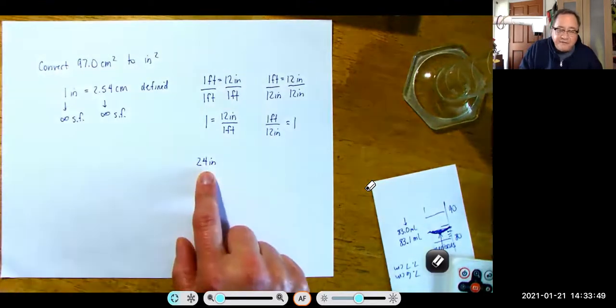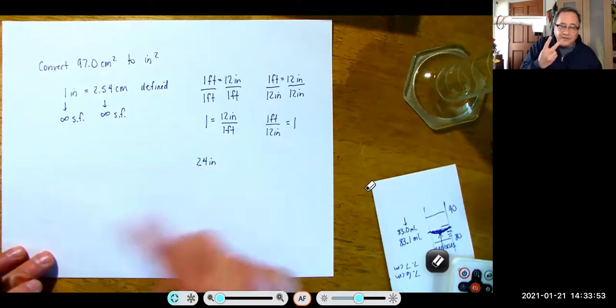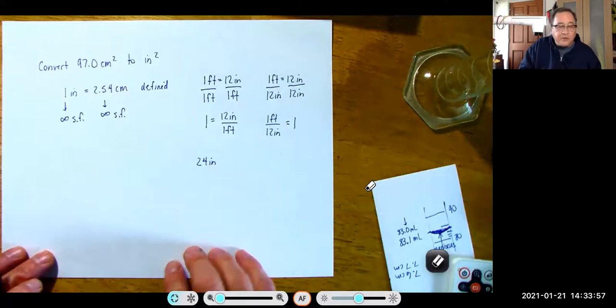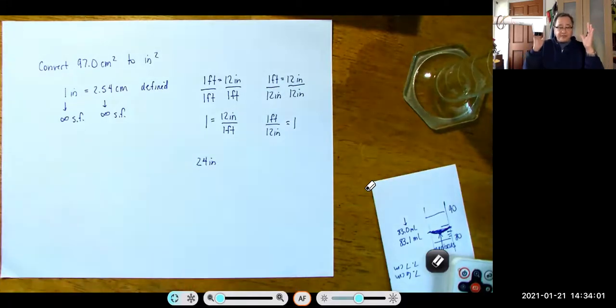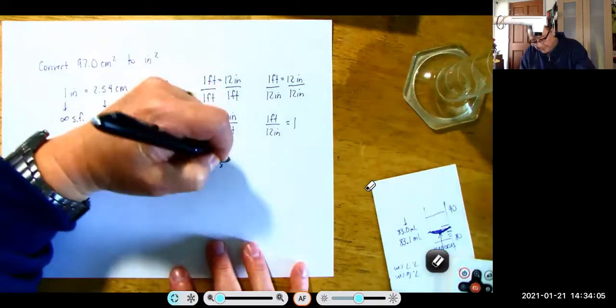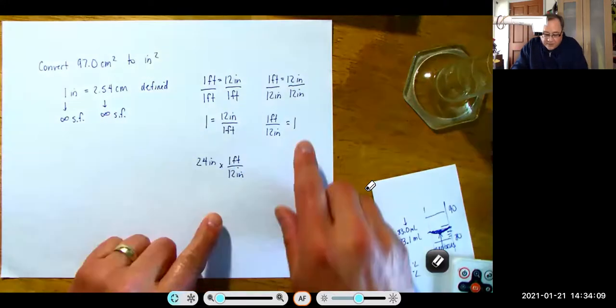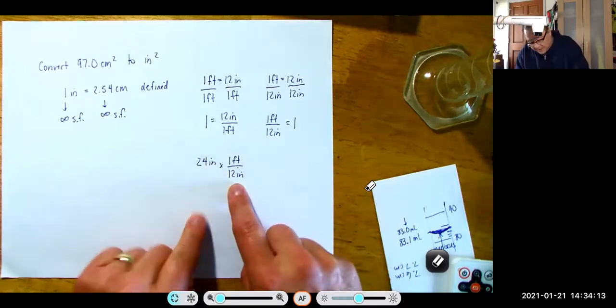How many feet in 24 inches? Obviously 2 feet, but let's mathematically prove it. I'm going to multiply this by 1, and I won't change the amount. And this is how we do it. Do you see how this is equal to 1? 1 foot over 12 inches. So I'm multiplying by 1.